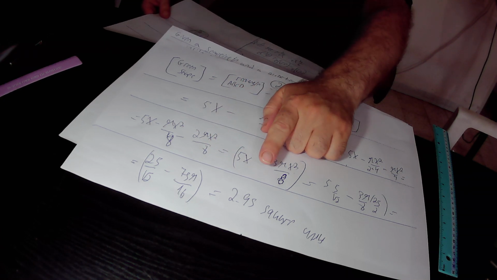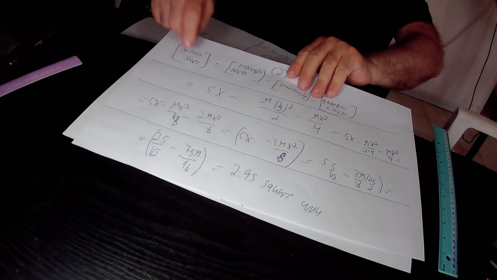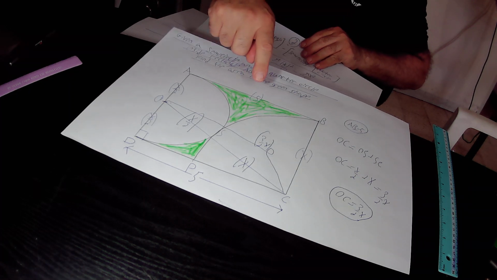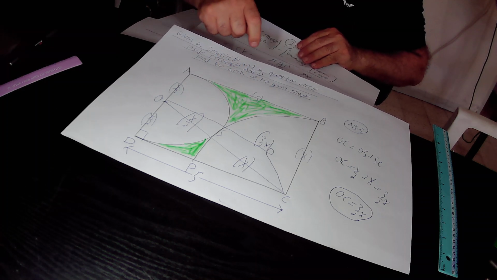In terms of numbers, the value of this expression is 2.95 square units. Again, the area of this green shape equals 2.95 square units.